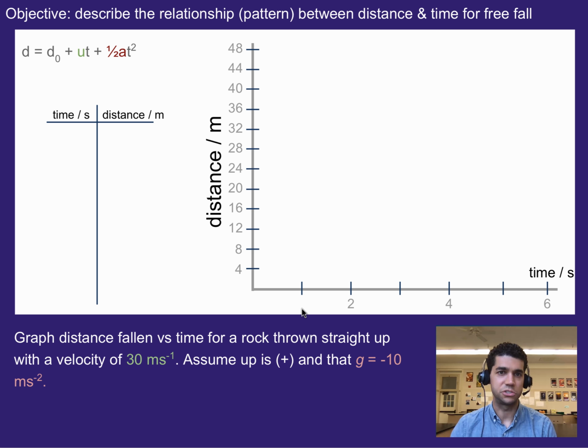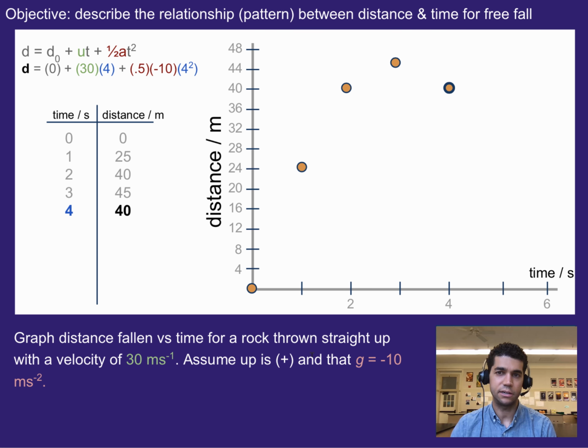If we wanted to plug this in, just so you see the pattern, if we assume that a rock is being thrown straight up with a velocity of 30 meters per second, and that up is positive, so its initial velocity is going to be positive, and that down is negative, then that means gravity is negative 10 meters per second squared. Then we can plot distance versus time, and what we will see is that comes out to an upside down parabola. Again, this is because we've got this idea that the acceleration is downwards, but our initial velocity is upwards. So this is what the distance versus time would look like.